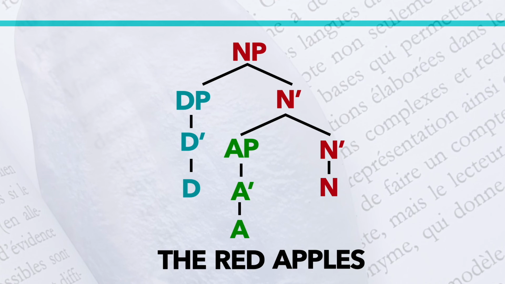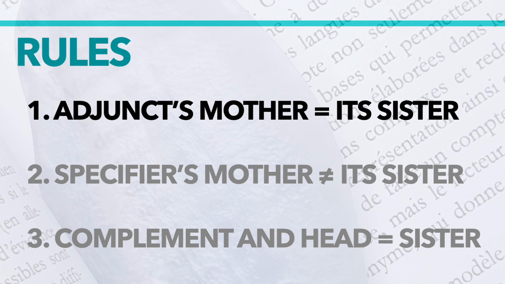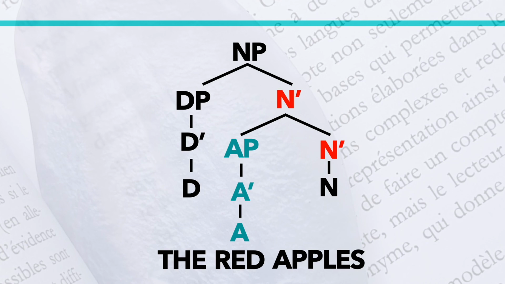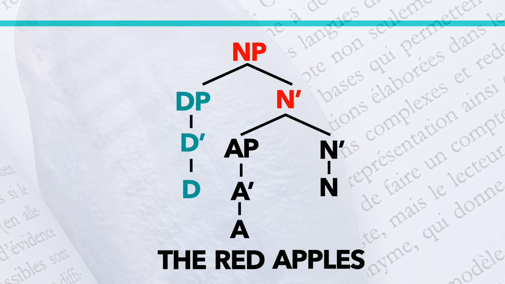Next, the three rules under the main principle are like this. First, the adjunct's mother should be the same as its sister. In this structure, we can see that the mother of the adjunct red is N-bar, which is the same as its sister N-bar. Second, the specifier's mother should not be the same as its sister. In this structure, we can see that the mother of the specifier the is NP, and the sister of it is N-bar, not the same level.